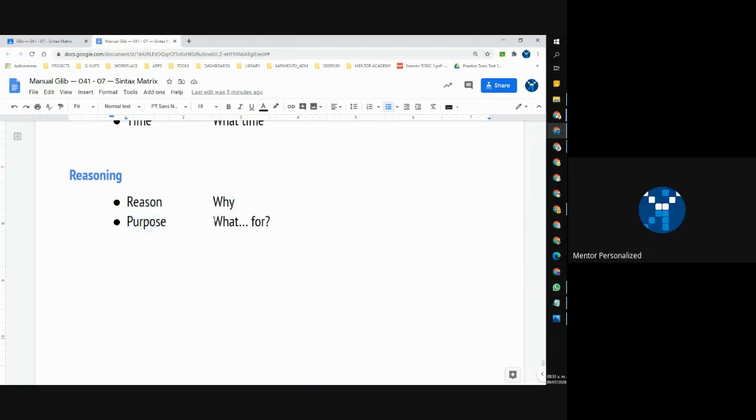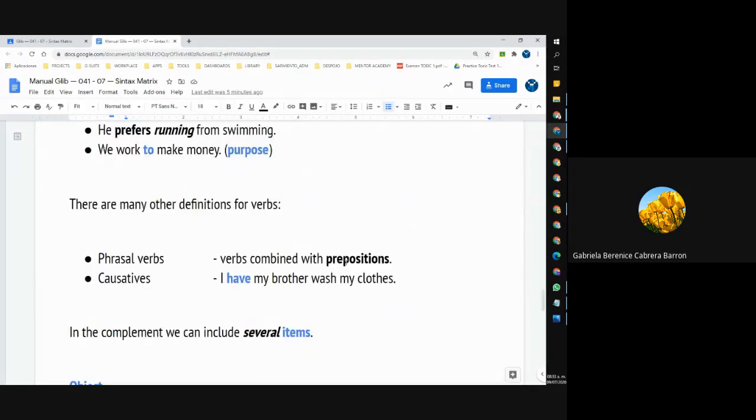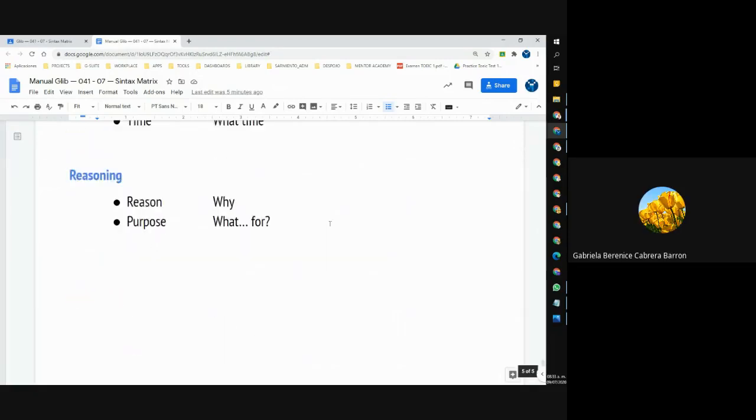And finally, we have the question for purpose. What for? ¿Para qué? For example, how do you say ¿para qué trabajas? What do you work for? Repeat. What do you work for? Answer. Combination of two verbs with intention. I work to make money. Very good. I work to make money.